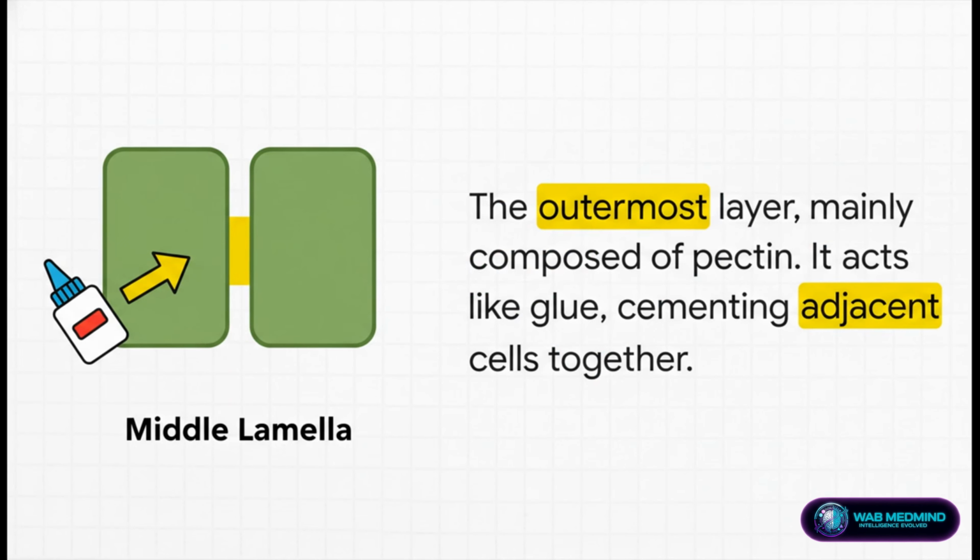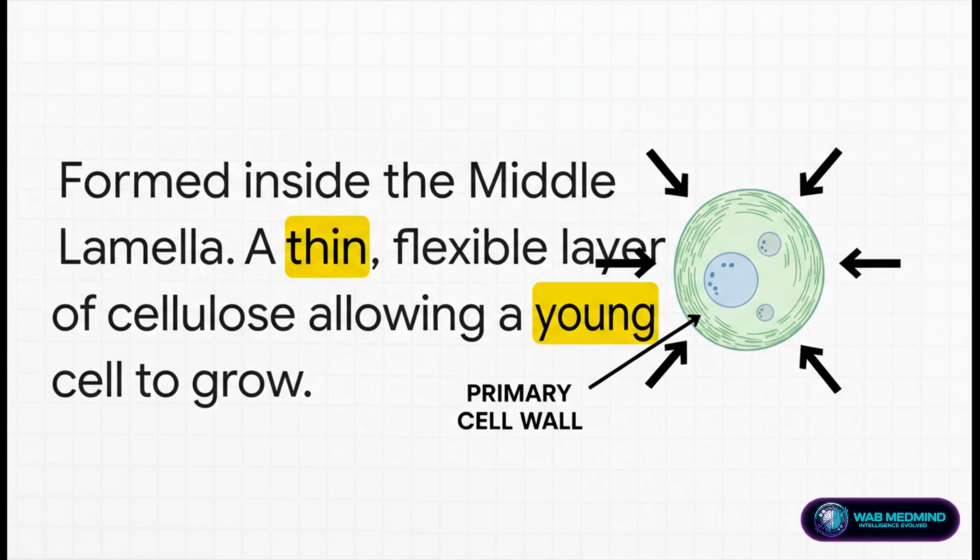Okay, let's start with that middle lamella. This is actually the very first layer that gets made when a cell divides. The easiest way to think about it, it's basically cellular glue. It's made of a substance called pectin, and its main job is just to stick neighboring cells together to form tissues. Simple as that.